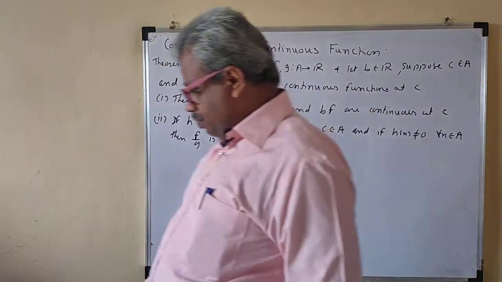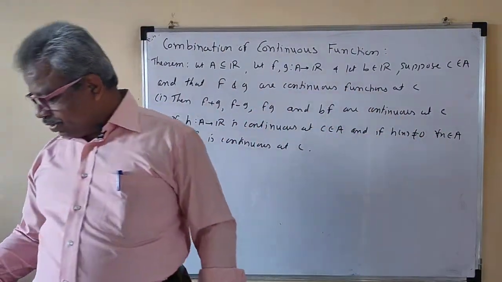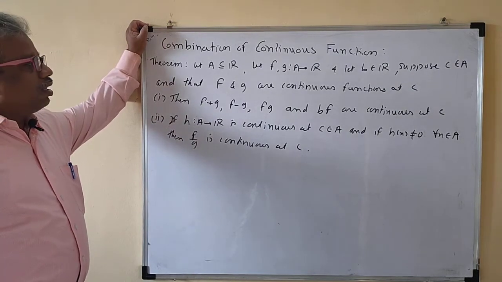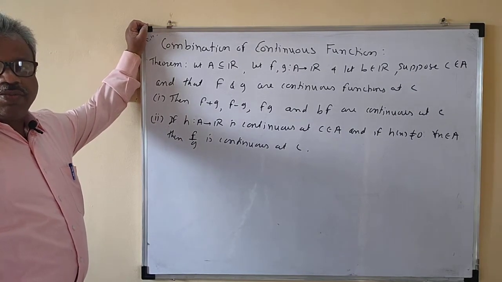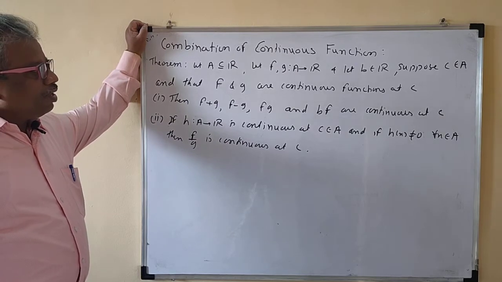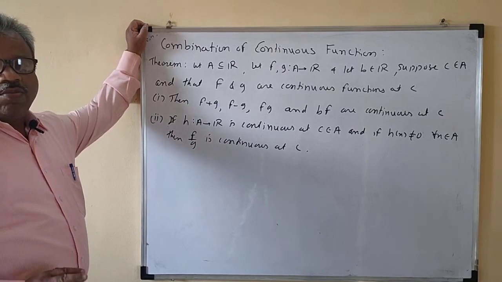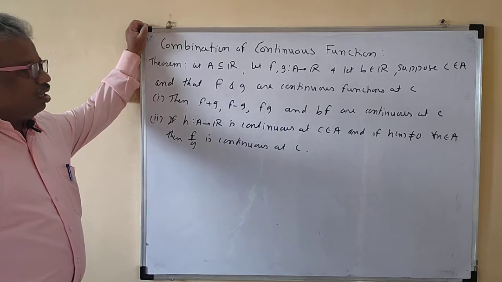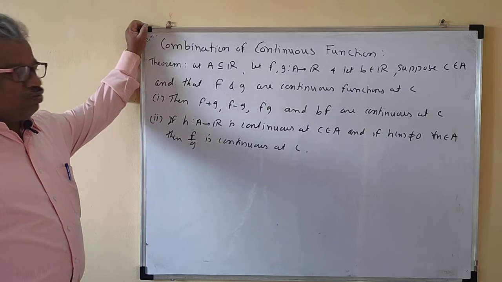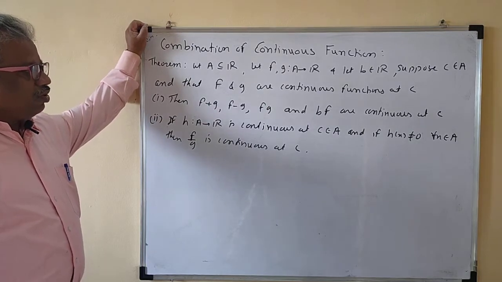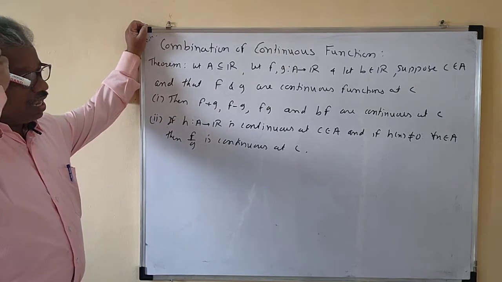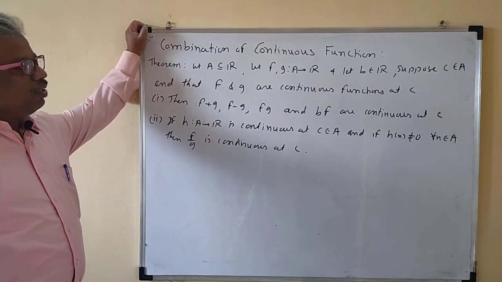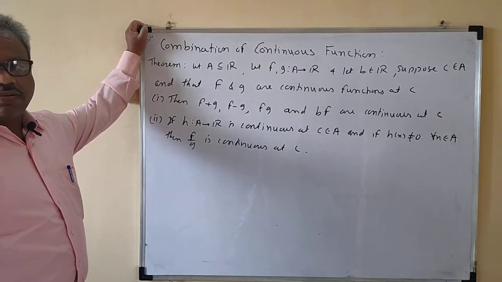So welcome to all of you. Today we will see some theorems on the continuous function, that is, combinations of continuous functions. If we are given two or three functions, what happens for their sum, difference, product, division, scalar multiple, or the composition of two or three functions? So we have to see what happens for such types of functions. If the functions are continuous, then what happens for the combination of those functions?